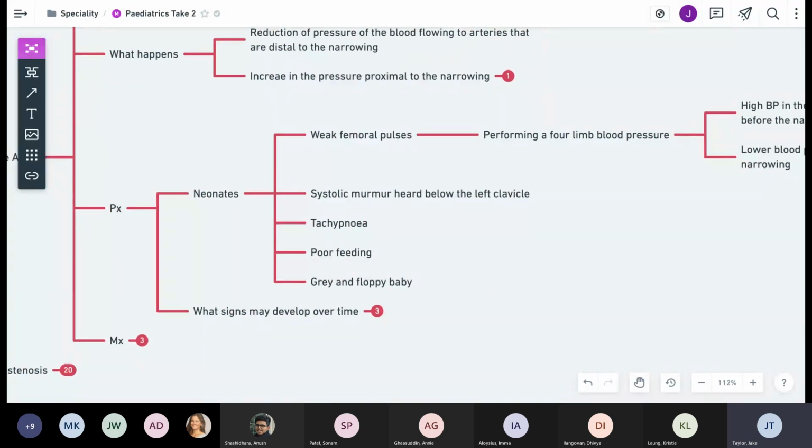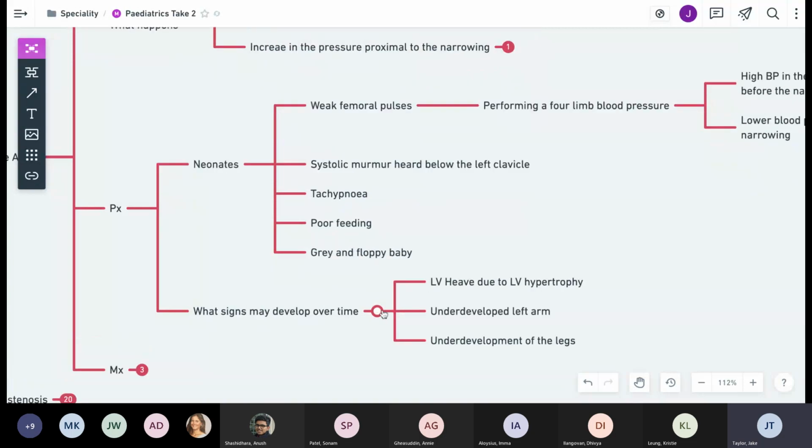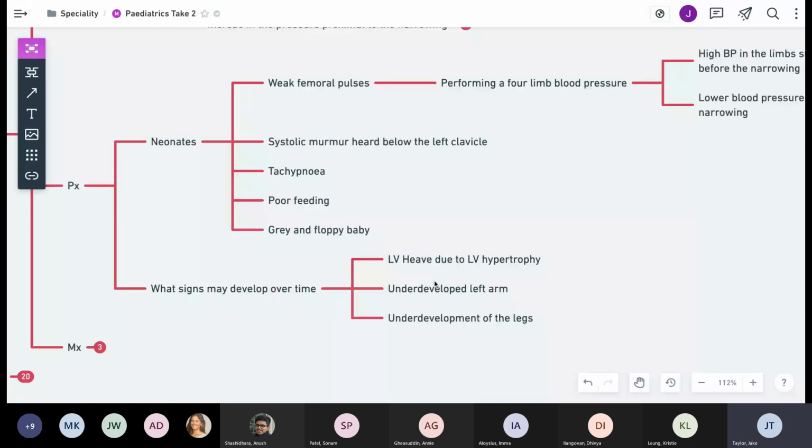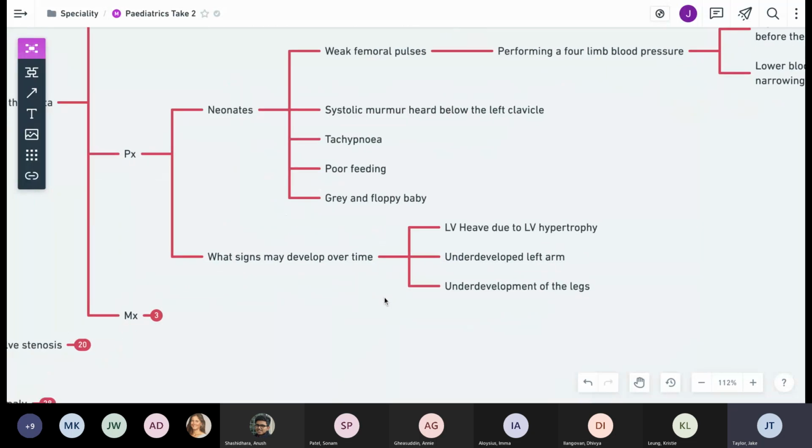So if you remember your APGAR score that you do for paediatrics, you look at the colour. So the colour of the baby, if they're blue or if they're grey, and also their tone. So that wouldn't be good. So what signs may develop over time? It just correlates to the problems you're having. So left ventricular hypertrophy, because the left ventricle is contracting against an increased amount of pressure, and you will also get underdeveloped left arm and underdevelopment of the legs because you get a smaller amount of blood being supplied to those extremities.